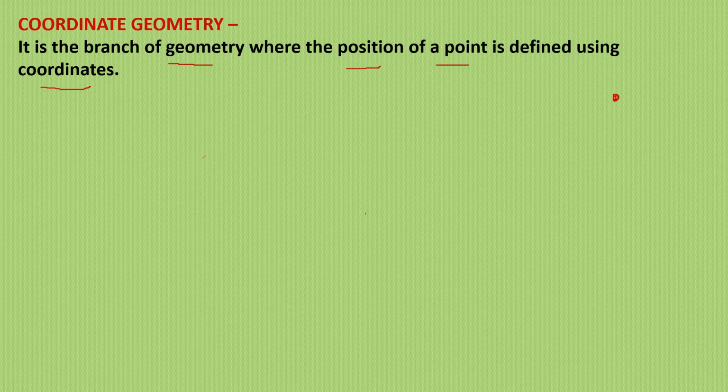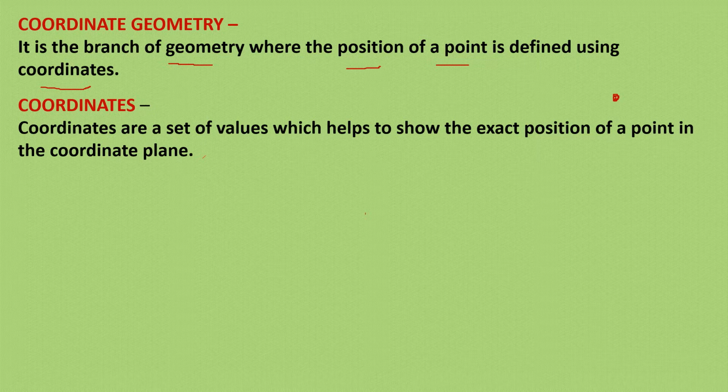coordinate geometry. Now the next point is, what are the coordinates? See, coordinates are the set of values which help to show the exact position of a point in the coordinate plane. As I discussed here, suppose we have a point and we want to find out its position in the plane. So its position we will show by the coordinates. And what are the coordinates? Coordinates are the set of values. Set of values means any values, 1, 2, 3, 4, these are all values. So we will show its position by the set of values. Those set of values are called coordinates.